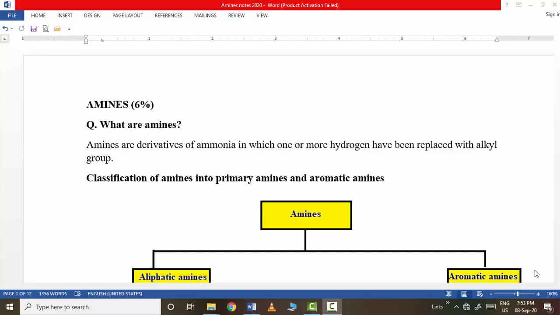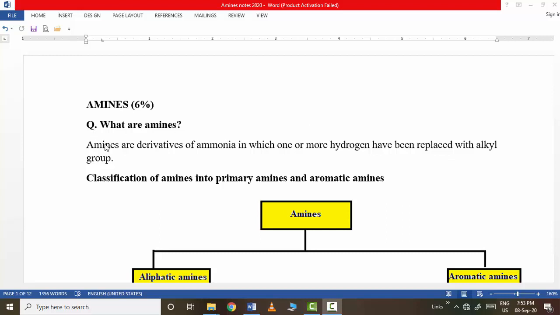So today we will be starting with the new lesson, that is the amines. 6% is going to come during the exam. So amines. First of all, we'll look at what amines are.